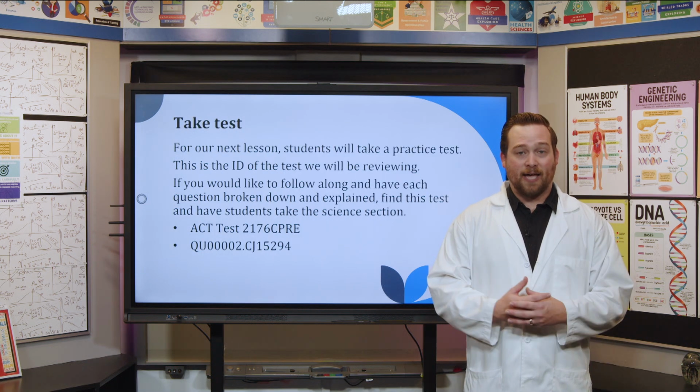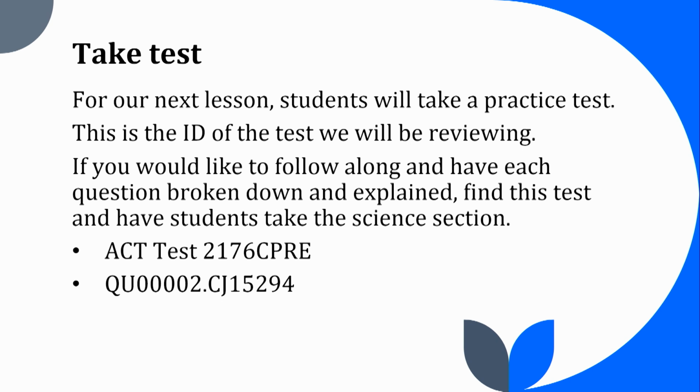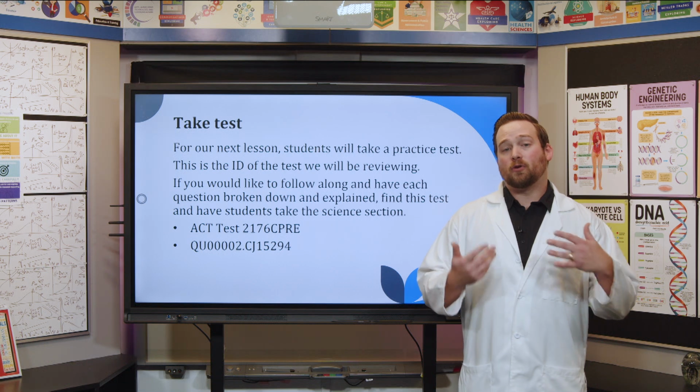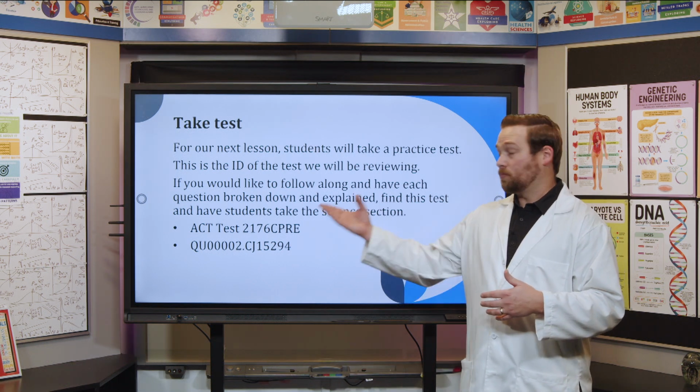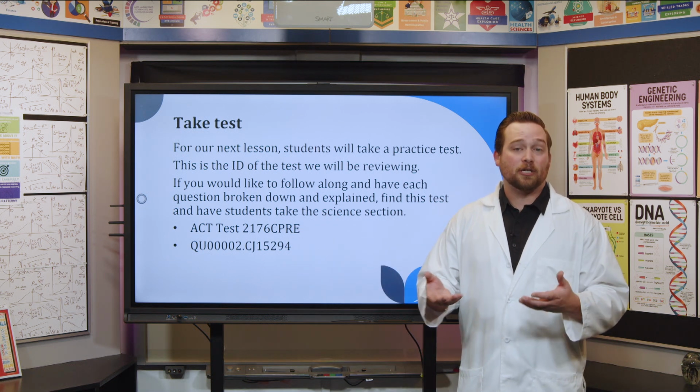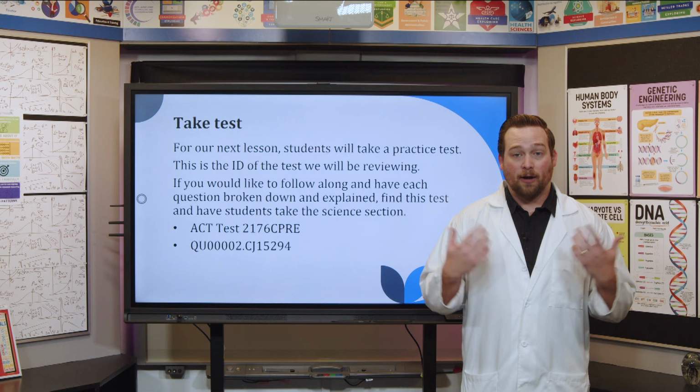Okay, when it comes to taking the test, here's what I want you to do. The next time I see you for our next lesson, students will take a practice test. Below is the ID for the test that we are reviewing. If you would like to follow along and have each question broken down and explained, find this test and have students take the science section of these tests. Those 2 bullet points down there, you can use either one of those. It's going to take you to a specific ACT practice test, and then scroll down until you get to the science section. Those are the same tests, and those are going to be the ones that I'm going to be reviewing. I have the answer key for them, and I'm going to break them down over the next couple videos. So if you would like some help with me breaking them down, go ahead and pull up an internet browser, type one of these 2 in, and that's going to be the science section that I would like for you to take and that I'm going to be talking about over the next couple of lessons.